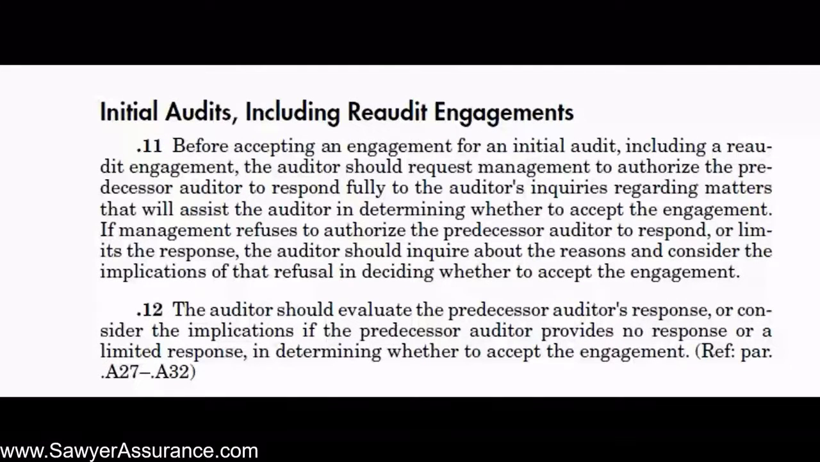Okay, so continuing on with our videos about AUC Section 210, terms of engagement, come down here to the section about initial audits, including re-audit engagements, and that we're going to be exploring AUC Section 210.11 and 12. So this part is about initial audits.